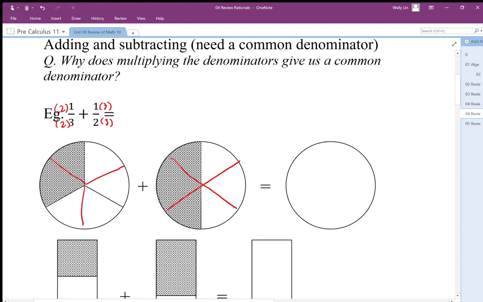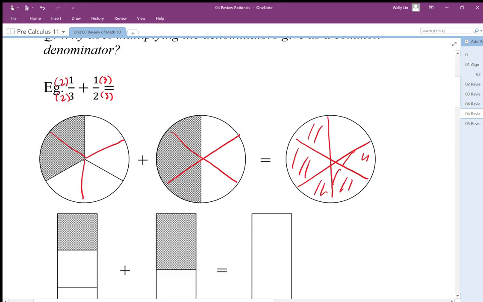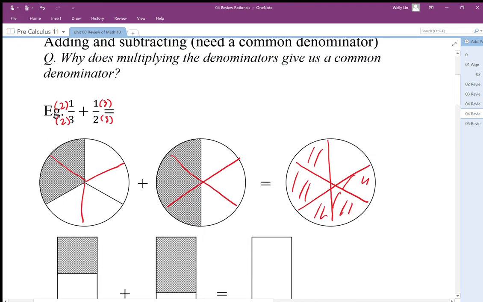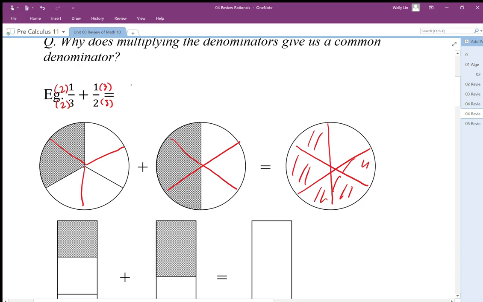So when we add these together, now we have 1/6 pieces, and we have 1, 2, 3, 4, 5 1/6 pieces. Okay, so we're going to end up with 2 1/6 pieces plus 3 1/6 pieces equals 5 1/6 pieces. And we get those with those factors.